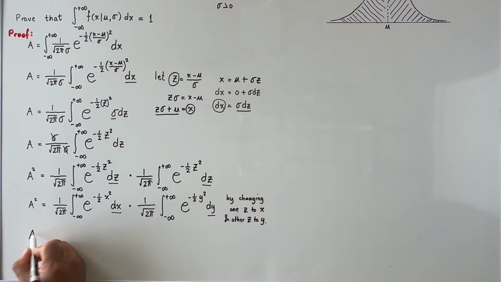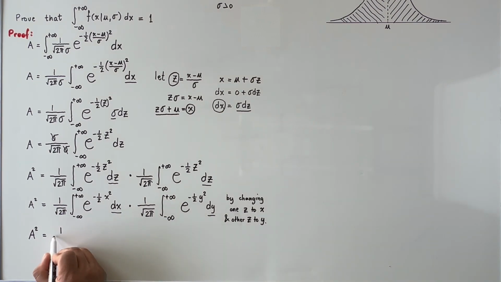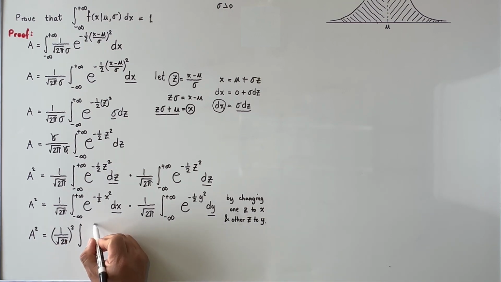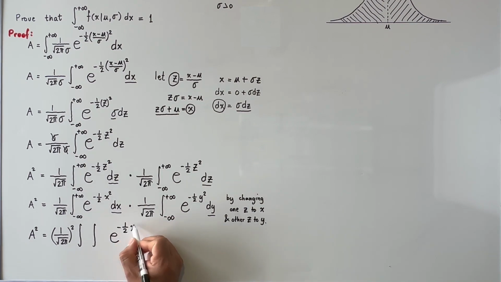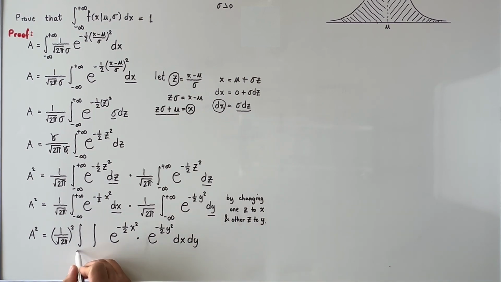But we can write this product of two integrals by multiplying these constants here as 1 over the square root of 2 pi quantity squared, because we have two of them here. But these two integrals can be written as the double integral of e to the power of negative 1/2 x squared times e to the power negative 1/2 y squared dx dy, and the limits of integration are just the same here, from negative infinity to positive infinity.